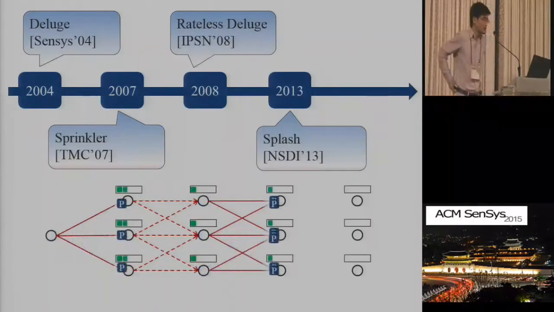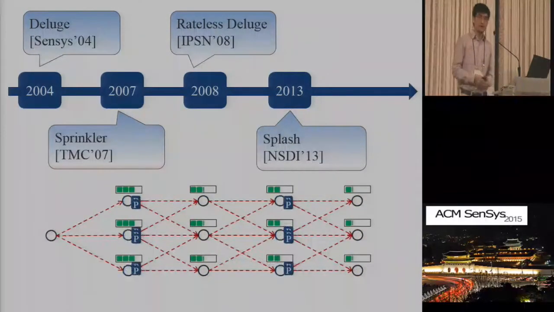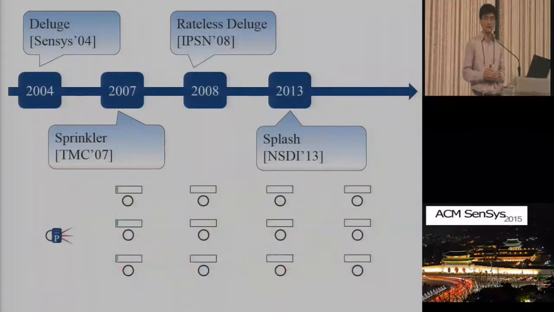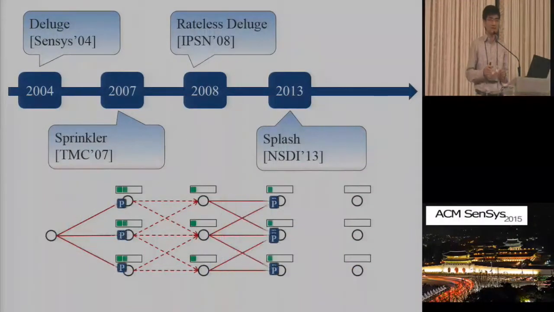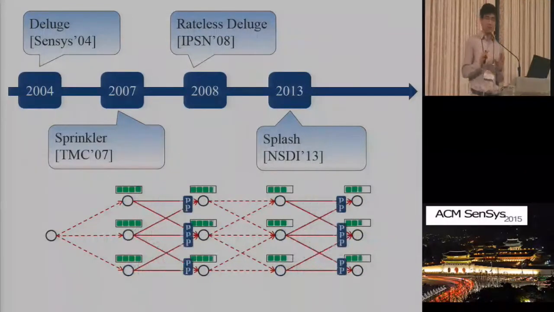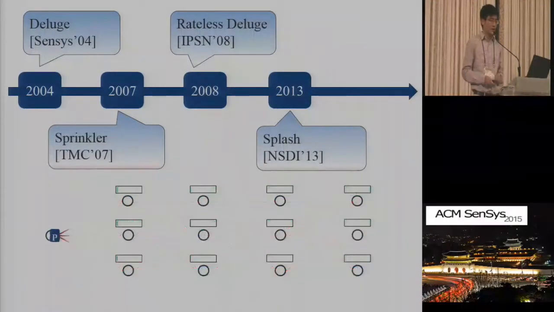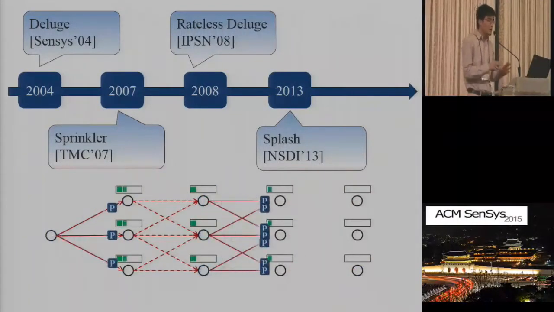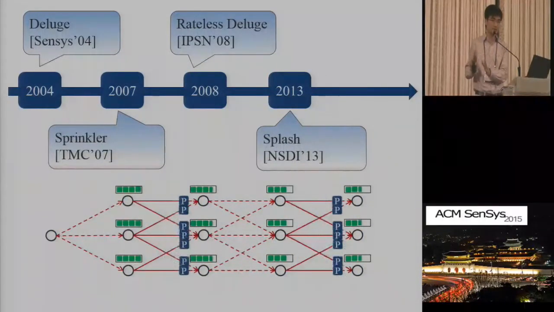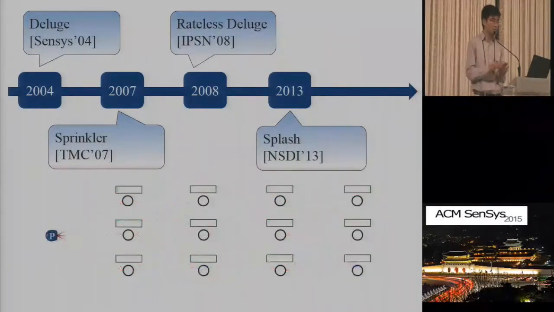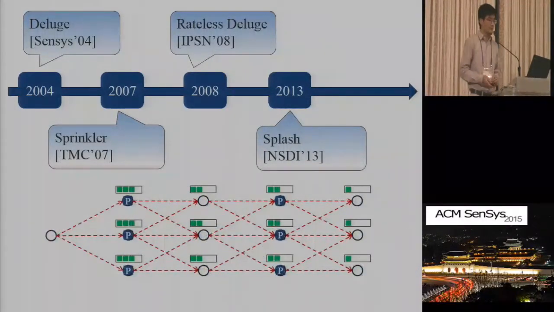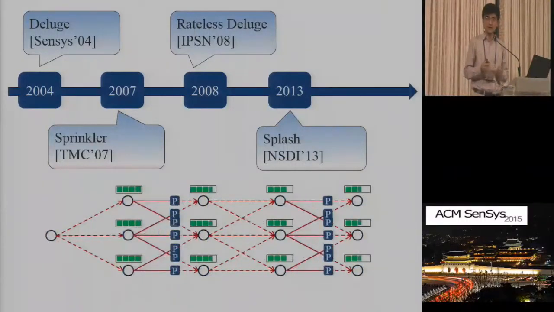Later, in 2013, Splash was developed. Splash is based on two techniques. The first is constructive interference, and the second is pipelining. With these two techniques, Splash can build a fast pipeline. On the pipeline, as we can see, multiple nodes at the same layer in the tree topology can transmit at the same time without interference. And two different layers can operate at the same time too. So the data dissemination efficiency is highly improved.